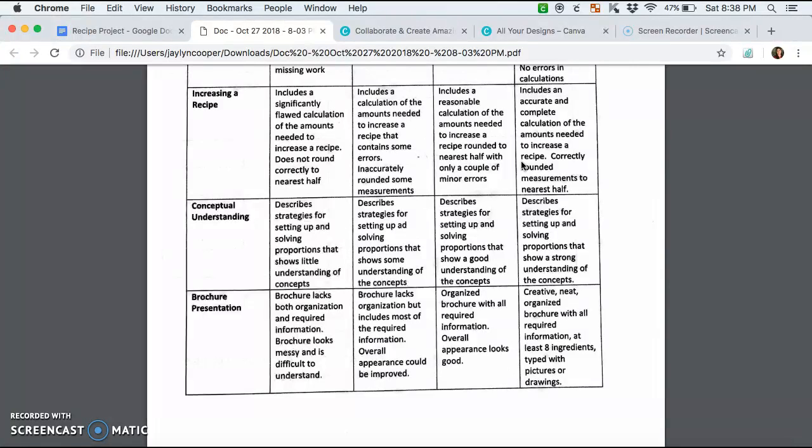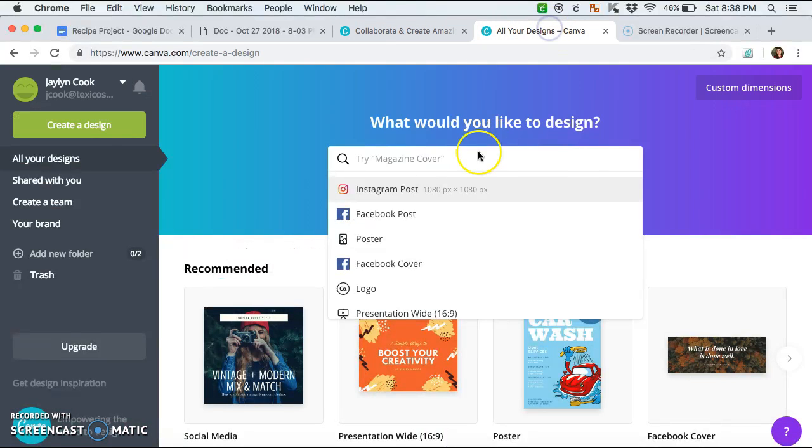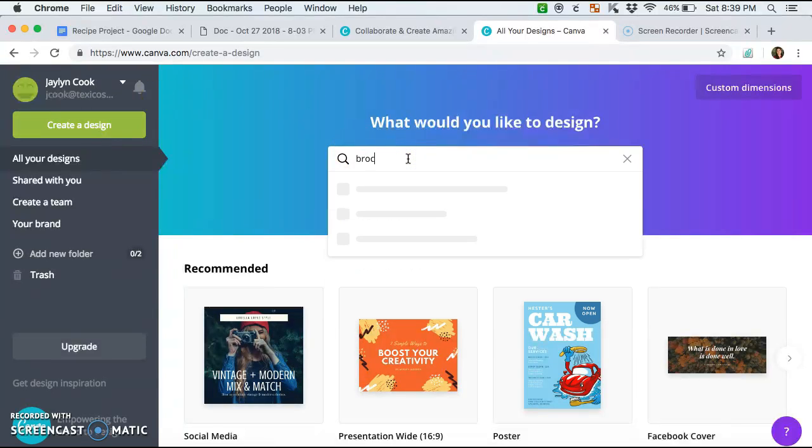Now then, let's get to Canva. So when you get ready to make your brochure, after you've done all your math and thought about what amazing recipe you're going to make, you're going to go to Canva, and you would be a student, of course. So you're going to go ahead and create your login through this link. Now then, I've already got a login, so I would go ahead and hit login. Now then, it's going to take you to something that looks like this. Now, whenever we get in here and we can create a design, you might type in something like brochure.